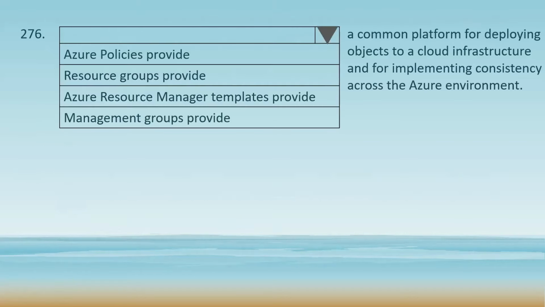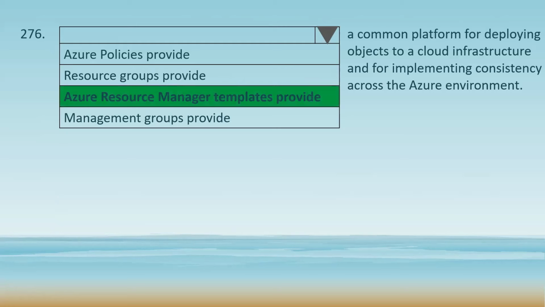Question number 276. You have 4 options, and basically there is a statement: a common platform for deploying objects to a cloud infrastructure and for implementing consistency across the Azure environment. And your options are Azure policies provide, resource groups provide, Azure Resource Manager templates provide, and management groups provide. And friends, the correct answer here is Azure Resource Manager templates provide a common platform for deploying objects to a cloud infrastructure and for implementing consistency across the Azure environment. Folks, you might be tempted to choose Azure policies here, but Azure policies are used to define rules for what can be deployed and how it should be deployed. While this can help in ensuring consistency, Azure policies do not provide the common platform for deploying objects to a cloud infrastructure.